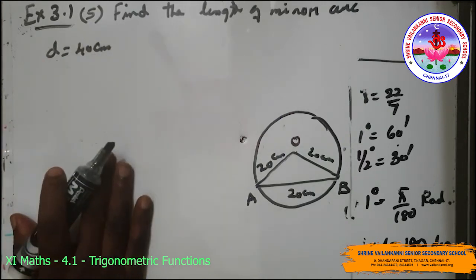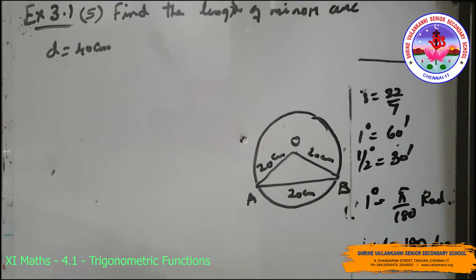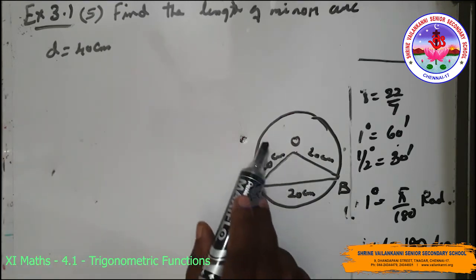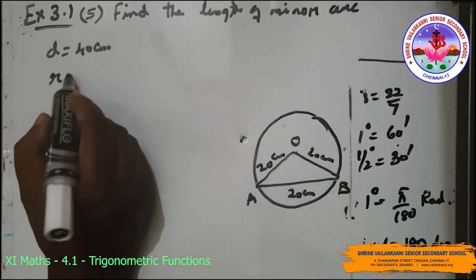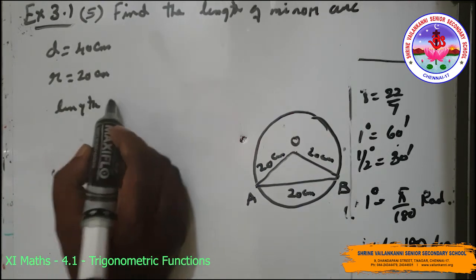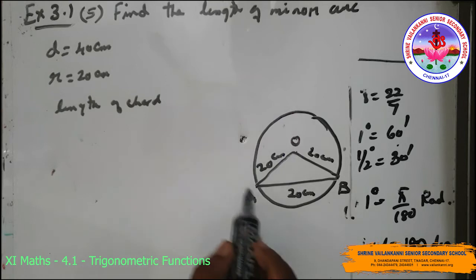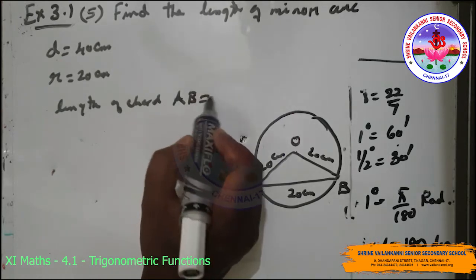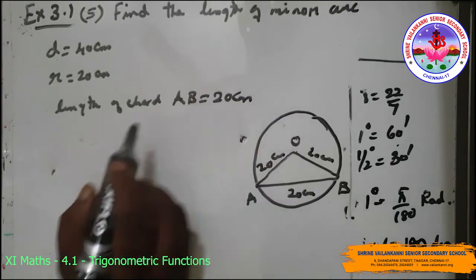The length of a chord is 20 centimeter. Find the length of the minor arc of the chord. So diameter is 40 centimeter, then radius is 20 centimeter. Length of the chord AB is equal to 20 centimeter.